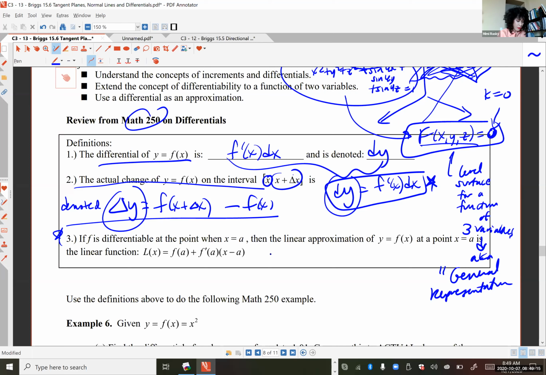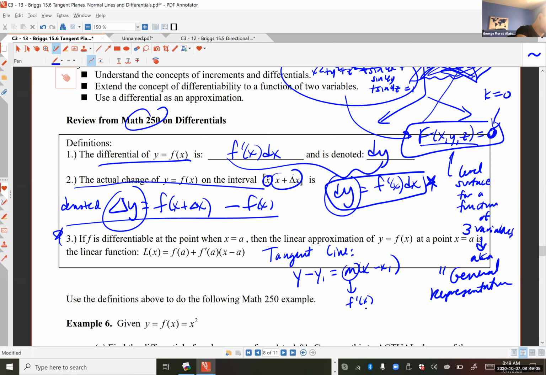Do you recall from Math 250 when they asked you for the equation of a tangent line? And we did this the other day. Remember? y minus y1 is equal to m times x minus x1. Please say yes. Yes. Okay. And the m was f prime, wasn't it? Please say yes. Yes. Okay.